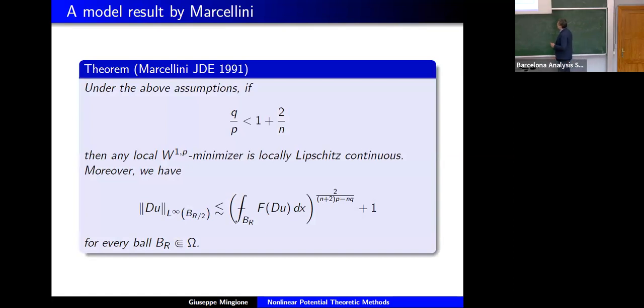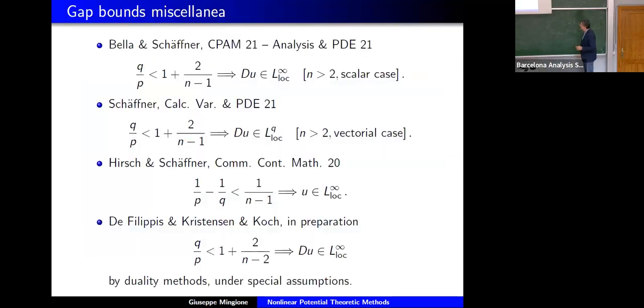For these autonomous functionals, the best bound is not known, so there's always been research about that. For instance, these are recent results by Bella and Schäffner, Hirsch and Schäffner. This is the optimal bound for L-infinity. It's a nice paper by Hirsch and Schäffner. And then there is this paper by De Filippis, Christensen and Koch using some duality to improve it under some special assumptions. But this is just to give you a flavor of what's going on there.